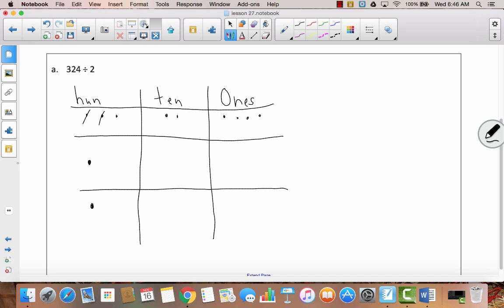So here's the new part. Just like whenever we had a remainder in the tens, what do we do with this remainder in the hundreds? We have to unbundle it and move it to the tens, right? So how many tens are in this 100? 10, right? So let's add 10. 1, 2, 3, 4, 5, 6, 7, 8, 9, 10. So now we're ready to divide these tens.